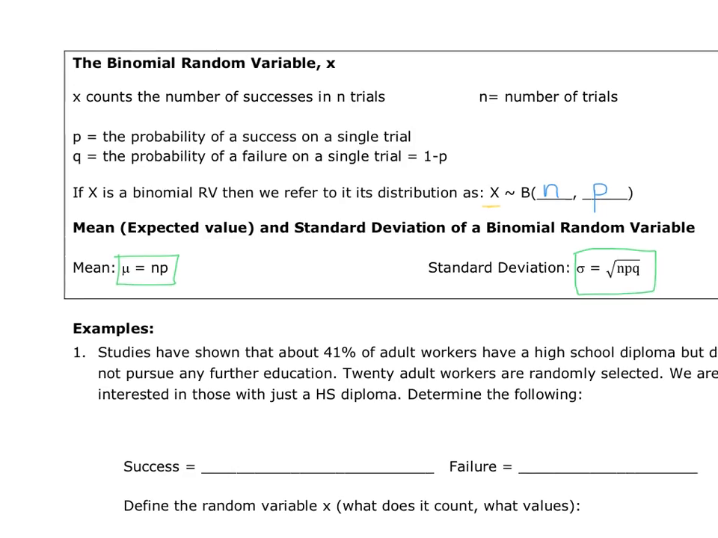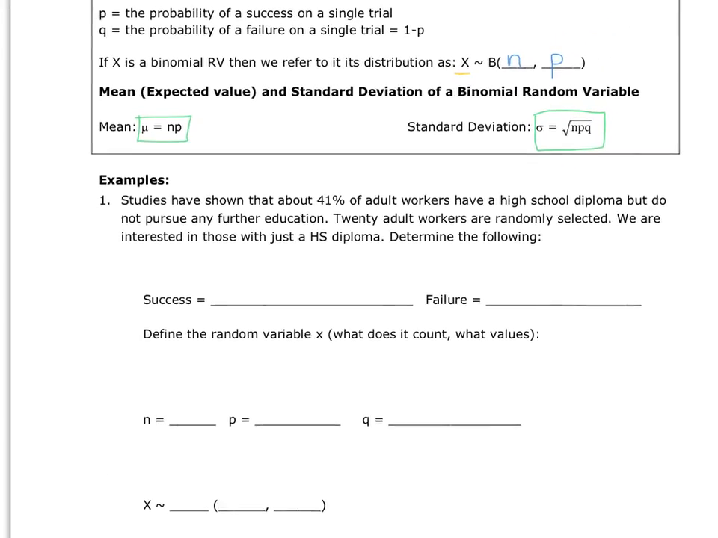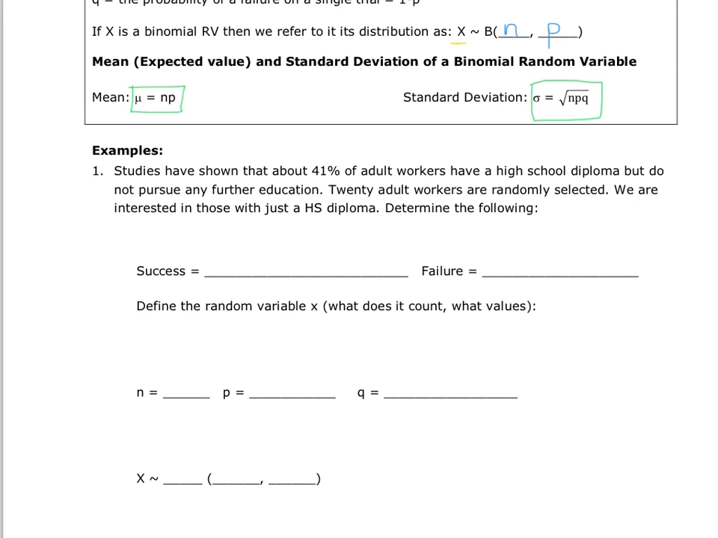So let's look at some examples and identify the different characteristics of these binomials. Studies have shown that about 41% of adult workers have a high school diploma but do not pursue any further education. 20 adult workers are randomly selected. We are interested in those with just a high school diploma. So here we've got a sample survey scenario, where we take a sample and take a survey, which is what we do in statistics. It says that we are interested in those with just a high school diploma.